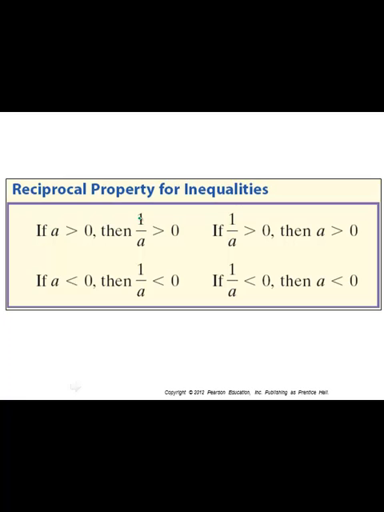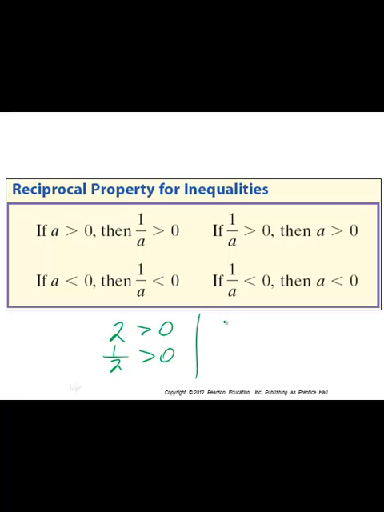Also, taking reciprocals of both sides will preserve the direction of the inequality. So, for example, we know that 2 is greater than 0. So if you were to take reciprocals of both sides, well, 1/2 is still a positive number.